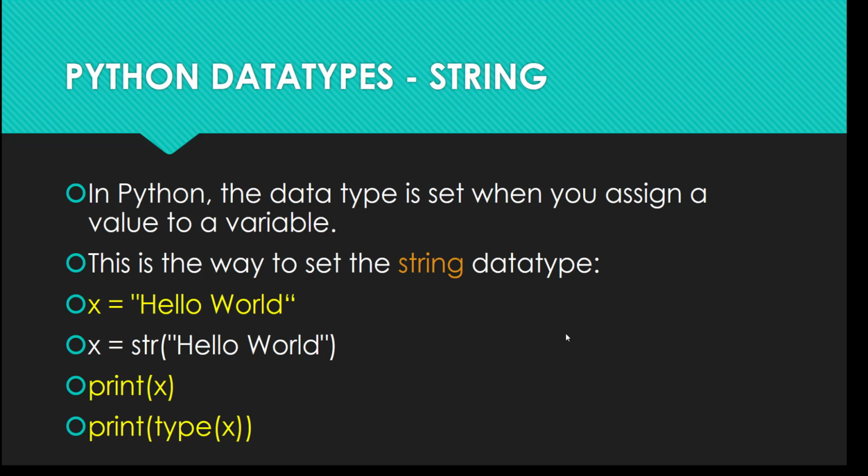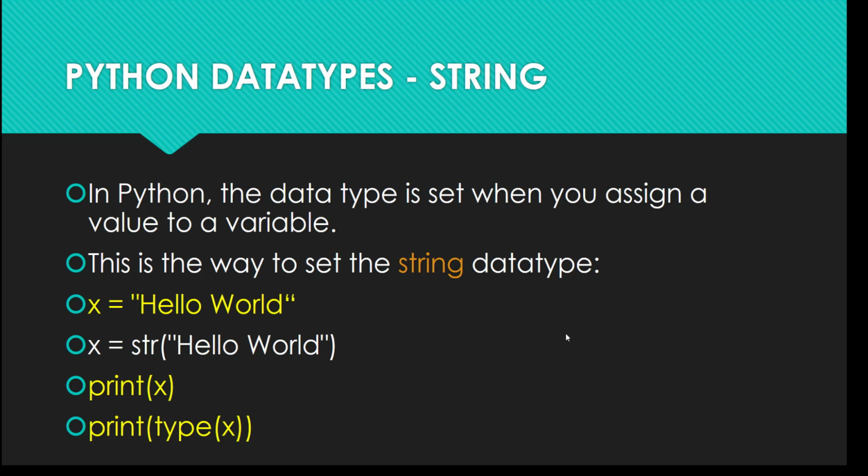So let's look at the first data type of Python. In Python, data type is set when you assign a value to a variable. So this is the way to set the string data type. We have an example here, "hello world", and another way to set that is str("hello world"). And when you print the value of x, you would see that it will output hello world, and also print type of x will give you the data type of x.